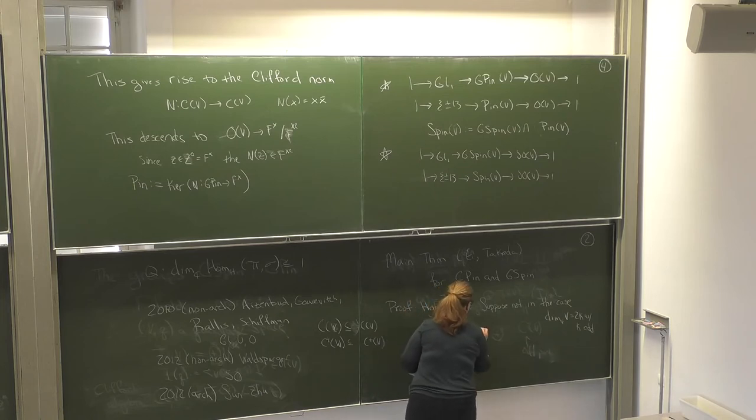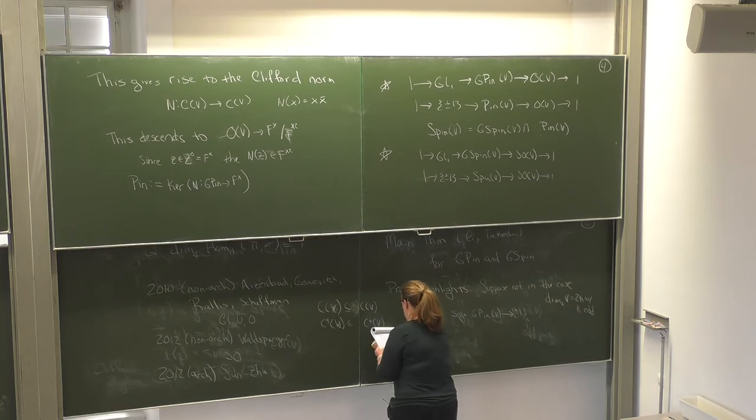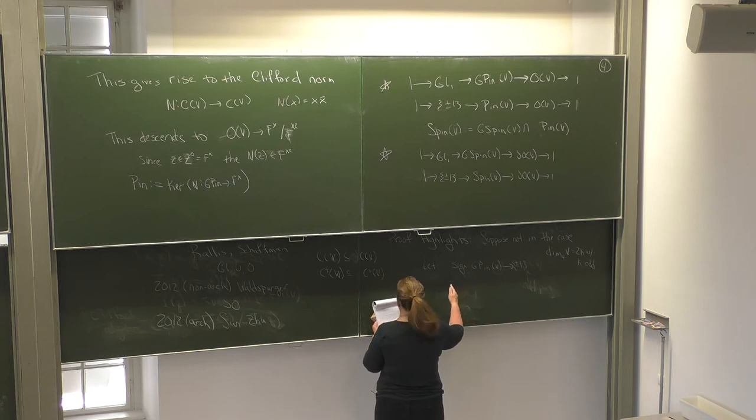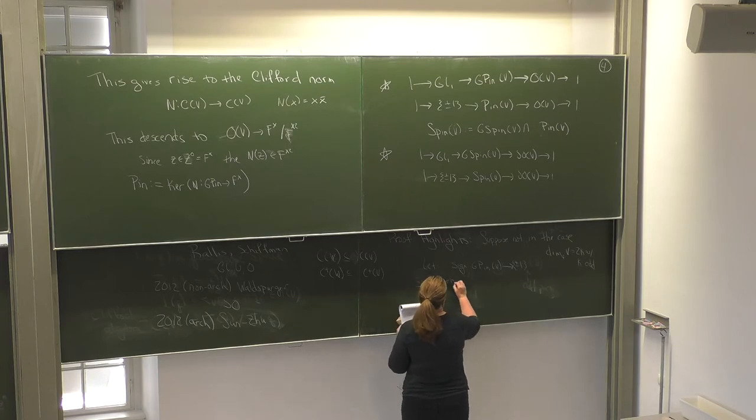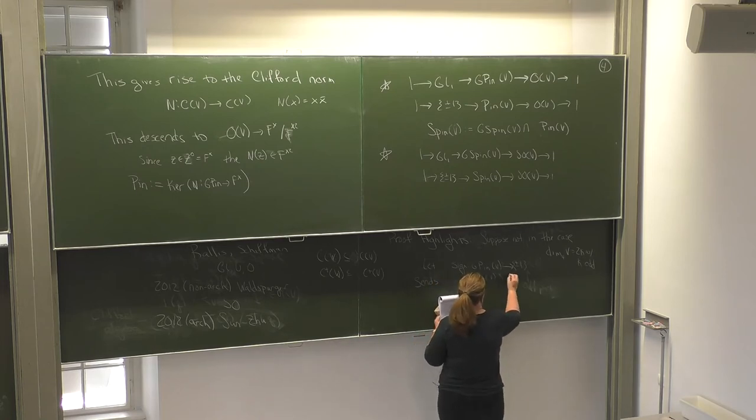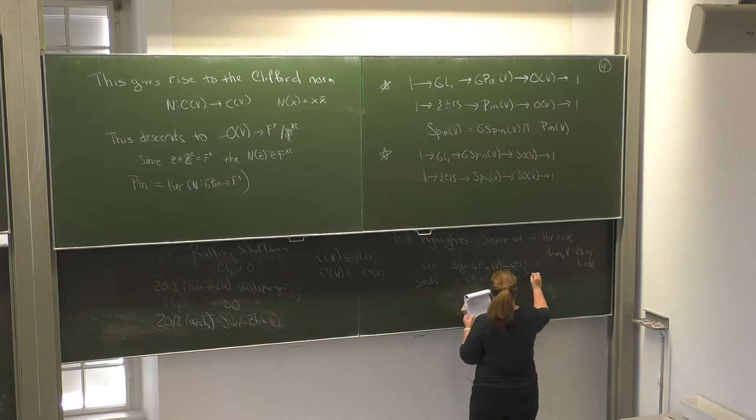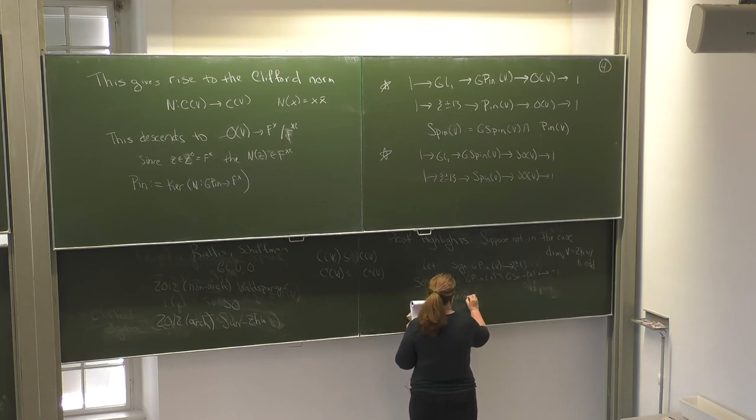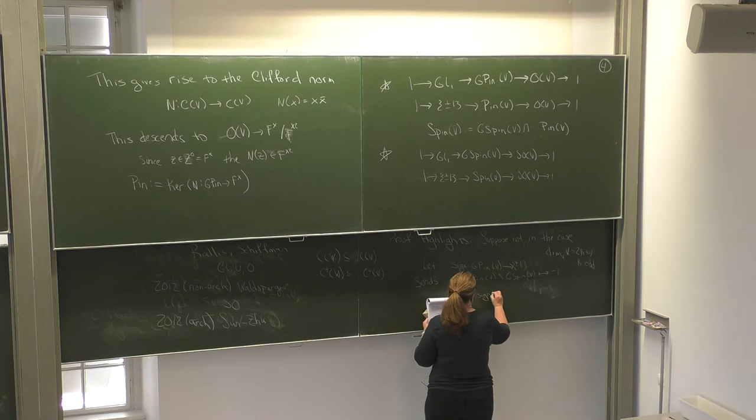sign be a homomorphism going from G-pin to plus or minus 1, which sends the non-identity component to negative 1. That is, it sends G-pin minus G-spin to negative 1. Then the kernel of this map is G-spin.